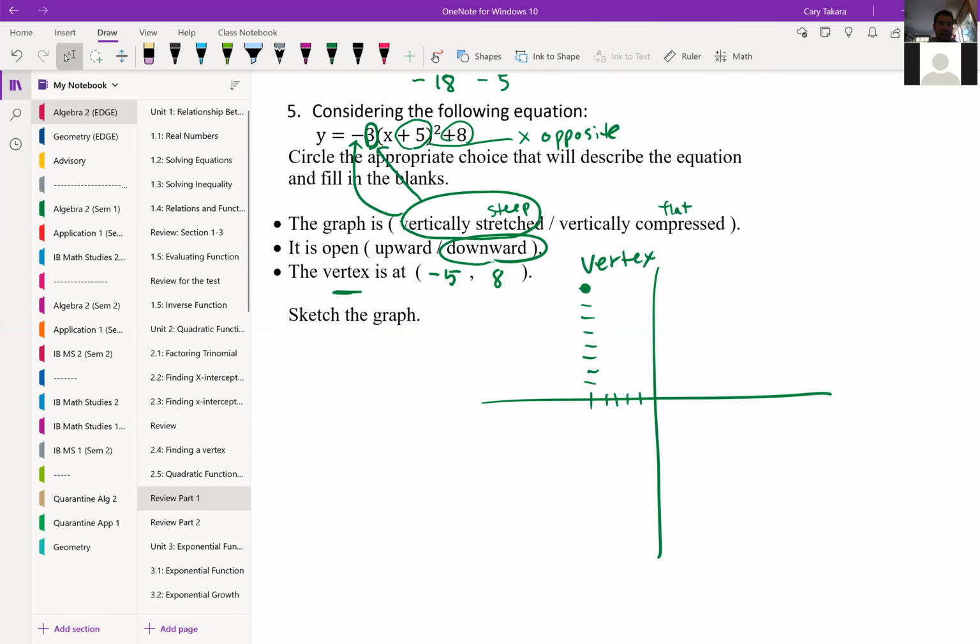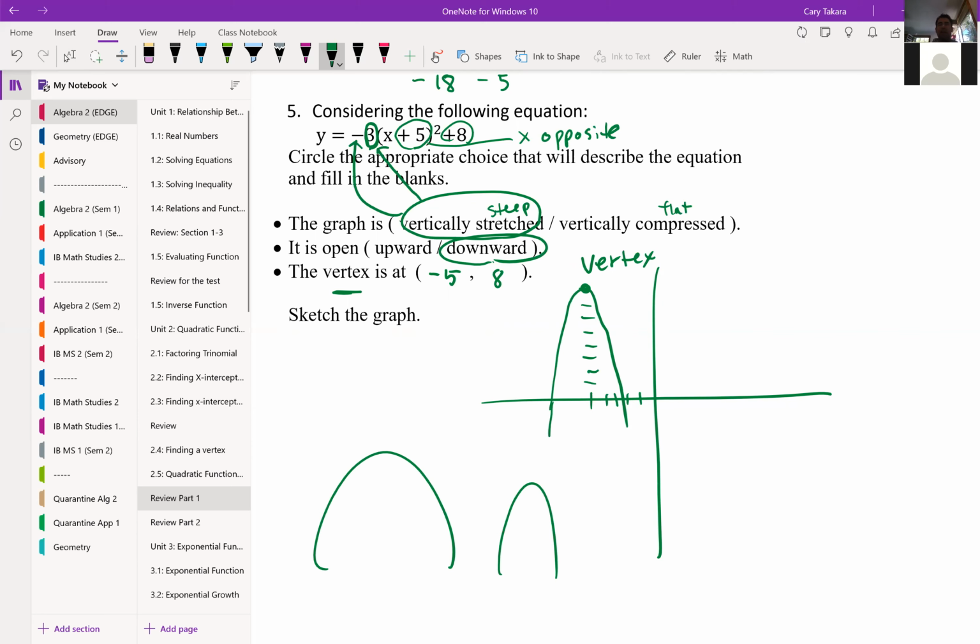And then we just determined that it is open downward. So it's going to be upside down, and then it's going to be steep. Okay. So let's draw a rough sketch. Upside down, steep, something like that.